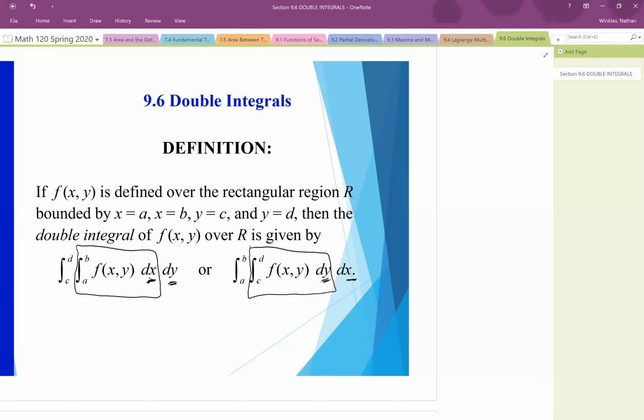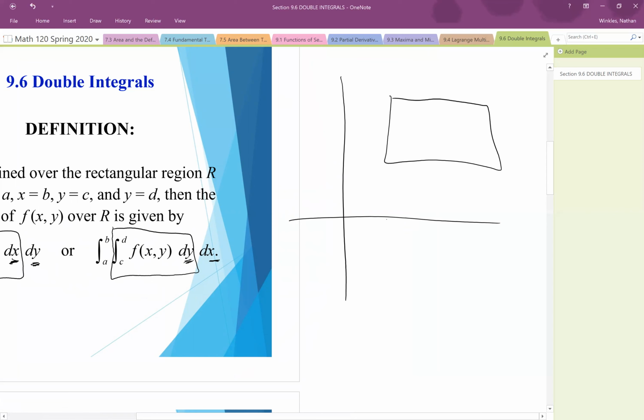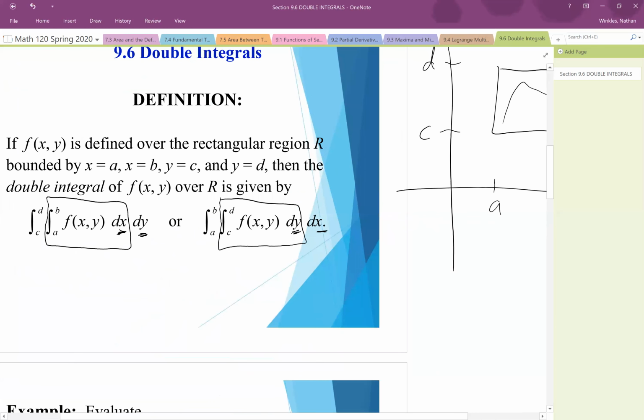So really, if we're talking about a region, what we're talking about is some rectangle where here's a, here's b, here's c, and here's d. The only thing we care about is what our function actually does inside of this region right here. I don't care about anything else except what's inside those bounds.